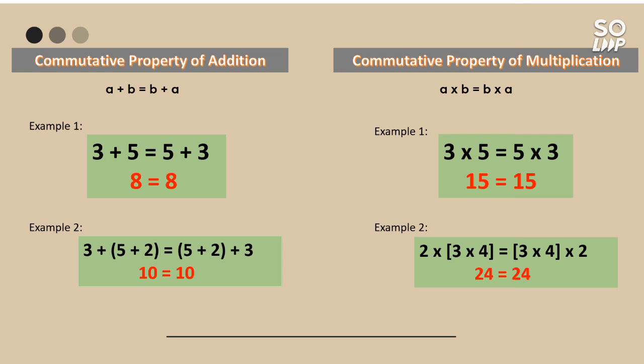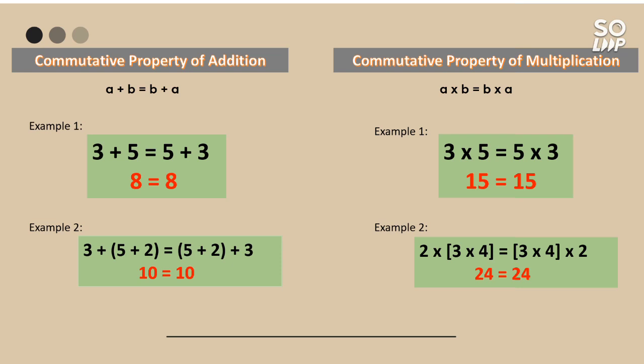Let's have another example. If I have 3 plus the quantity 5 plus 2, so paano natin gagawin itong commutative property? Since nakagroup si quantity 5 plus 2, ilalagay natin siya sa unahan as si 3 naman ay ililipat sa kabila. So pinagpalit natin yung order or yung pwesto.